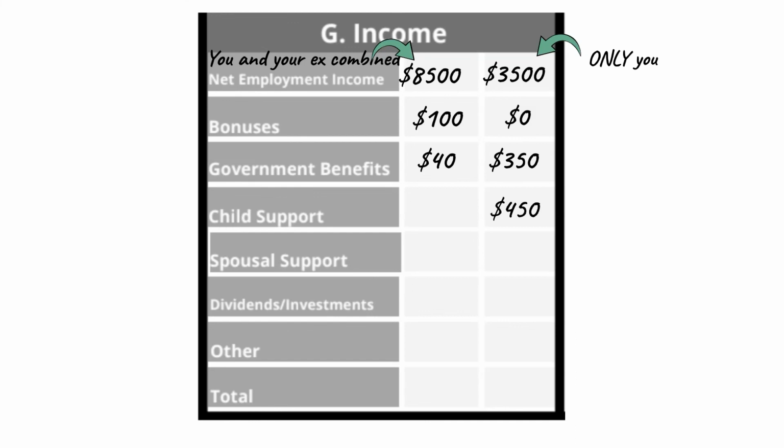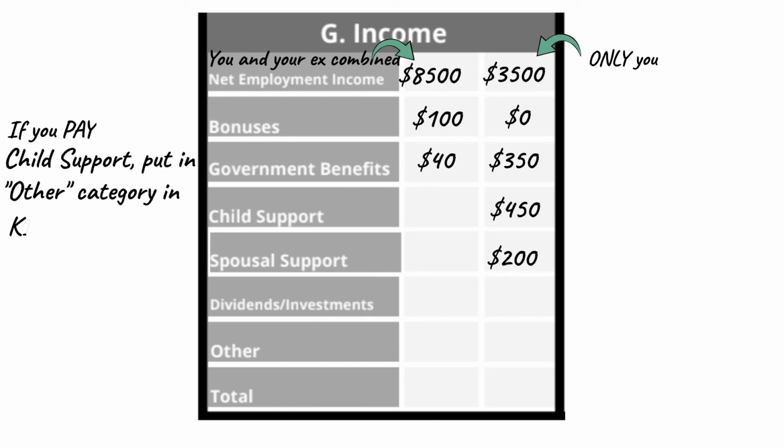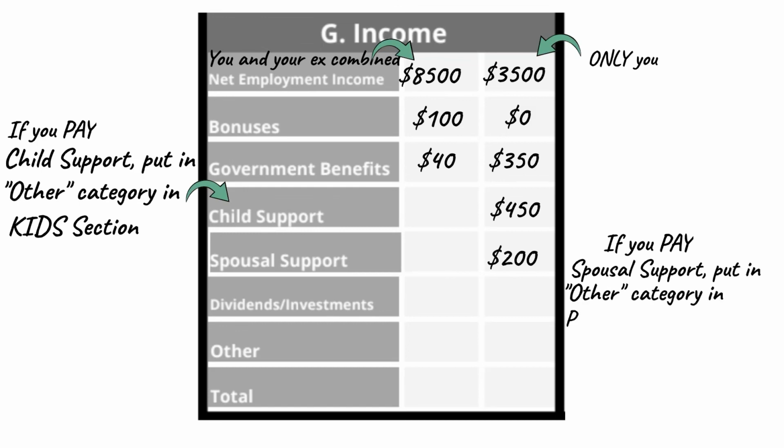Child support and spousal support can be figured out using online calculators. Again, we're just working with estimates here, and more information will be given in later videos about how to figure out more accurate numbers. You can use the online calculator link below to get an idea of what this might look like for you. If you'll be paying child support, you need to include that in the other category under kids. And if you're paying spousal support, you can include that in the other category under personal expenses. Finally, maybe you have investments that pay you some money. You'll need to figure out what that amounts to in a monthly value and put that here.